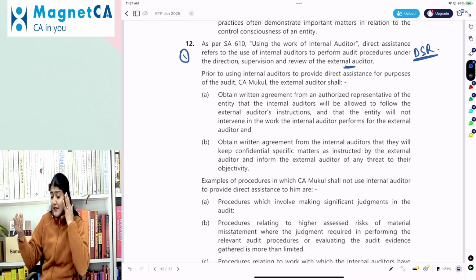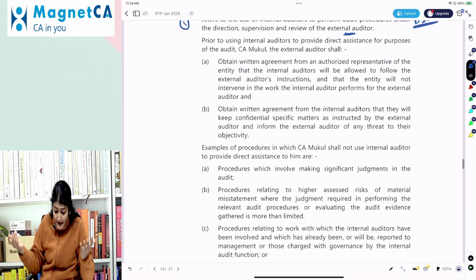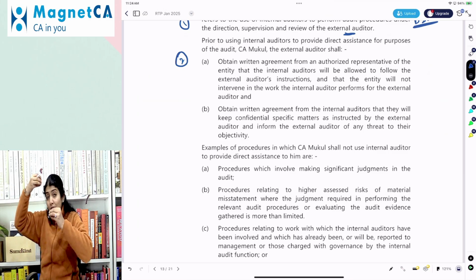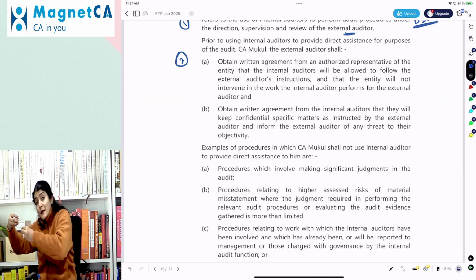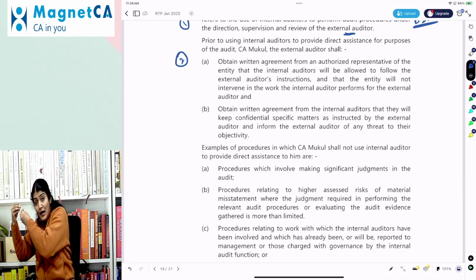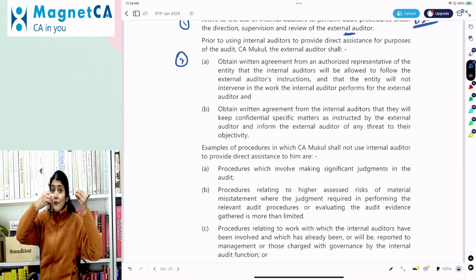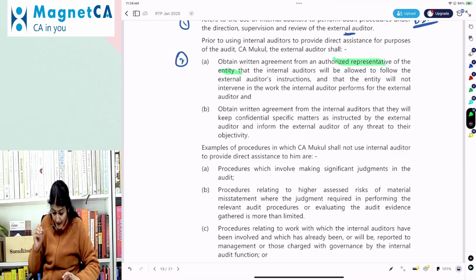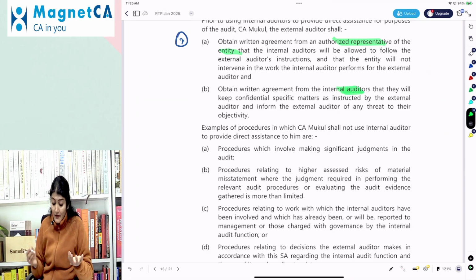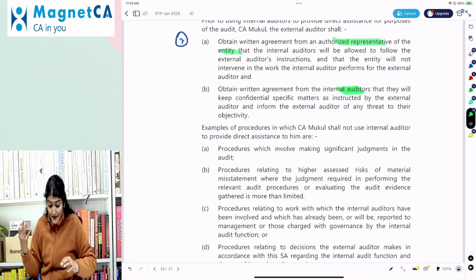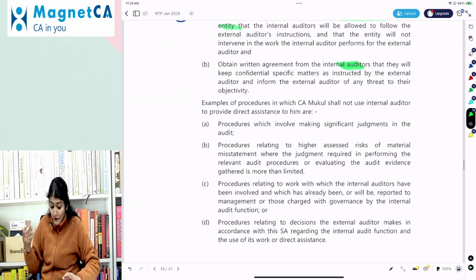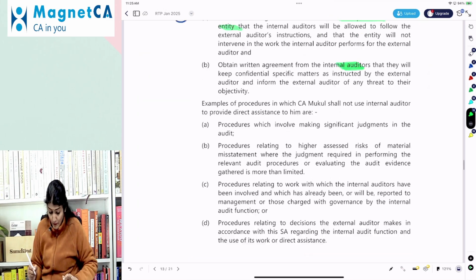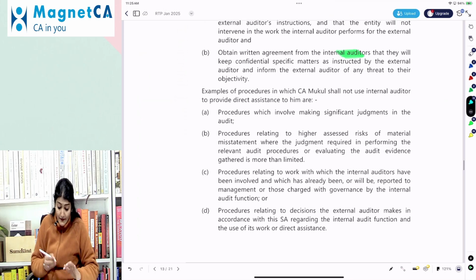Then prior to using the internal auditors to provide direct assistance, the external auditor has to have the written agreement. One, written agreement with the authorized representative of the entity, that they allow their internal auditor to do some work on behalf of the external auditor, and second, written agreement from the internal auditors that they will keep confidential specific matters as instructed by the external auditor and inform the external auditor of any threat to their objectivity.